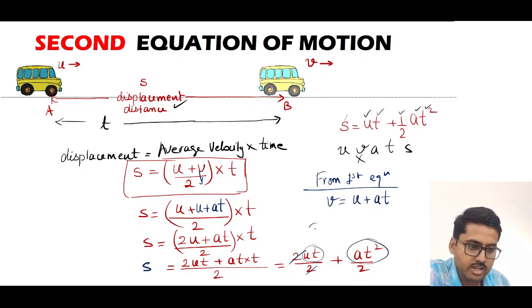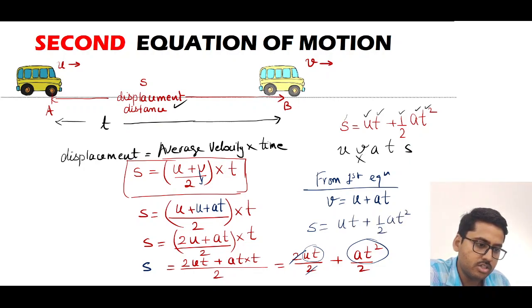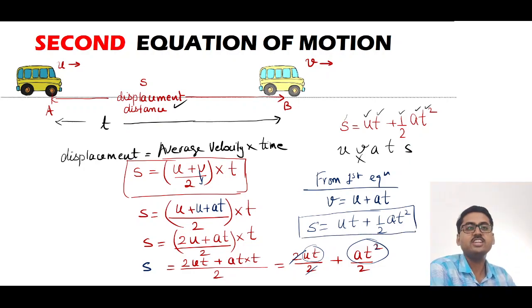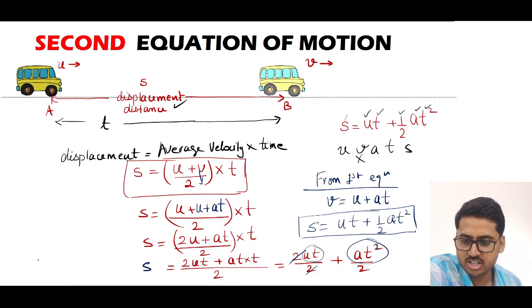Got it? S equals ut plus half at square. Children, please note here, it is t into t. So the square is not present on a, it is only present on t. Got it? So this is your second equation of motion. In order to derive the third equation of motion, you just need to start from this equation and you will get the answer.